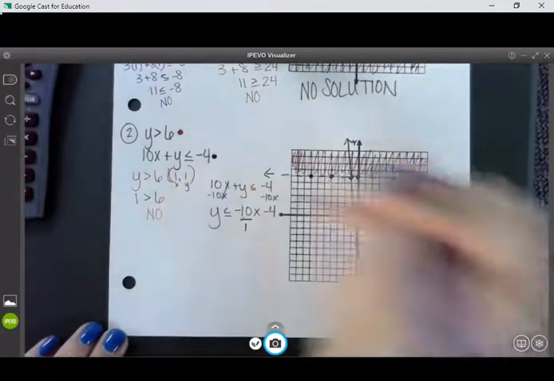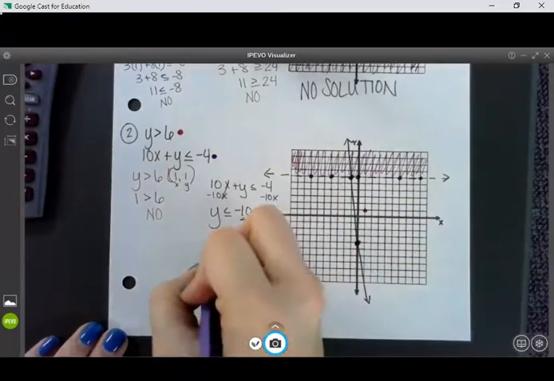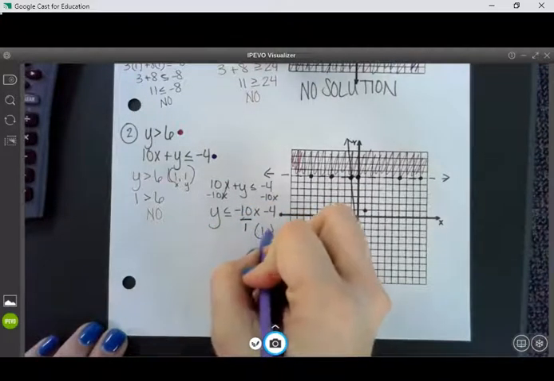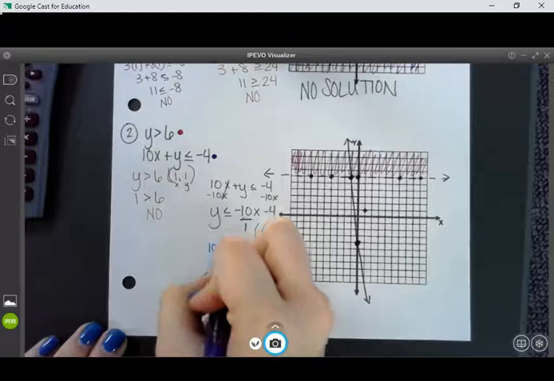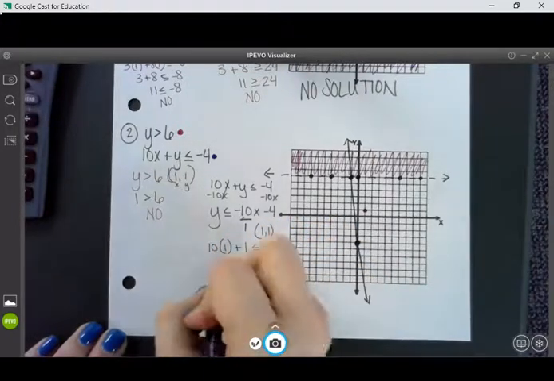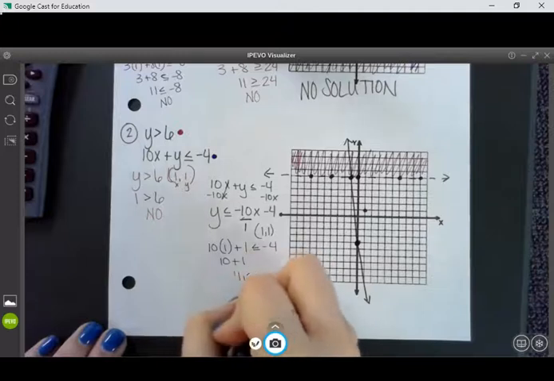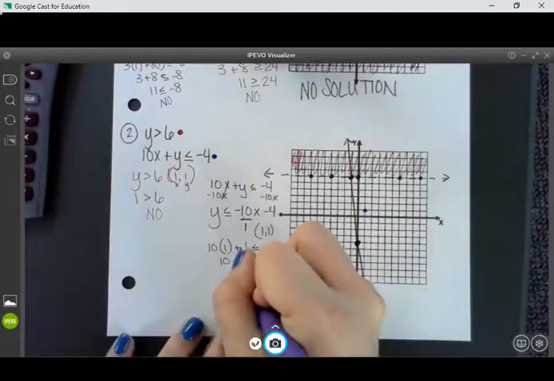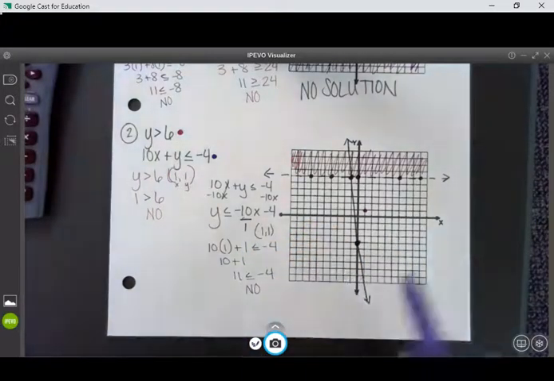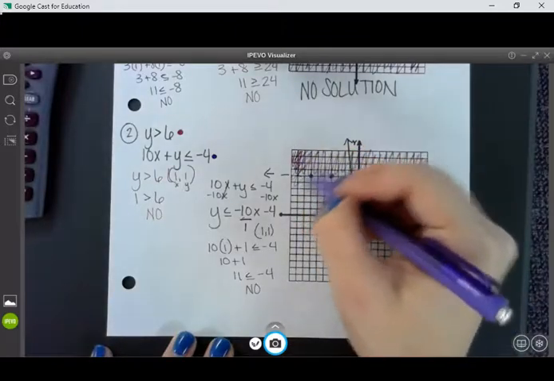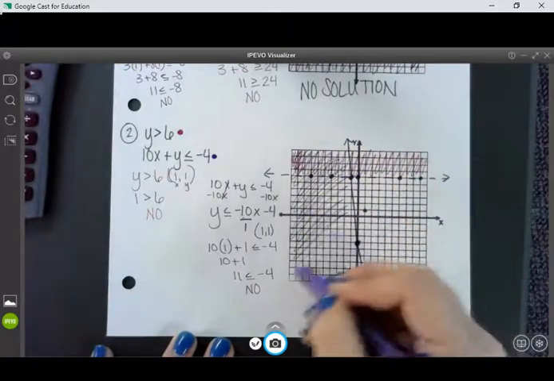Using my purple pen this time, I'm going to go ahead and use the point 1, 1 again. I've got to state that that's the point I'm using. Use the original problem. Do my math. 11 is less than or equal to -4. And that is not true. So I'm shading on the opposite side of the point 1, 1. So I'm shading over here.